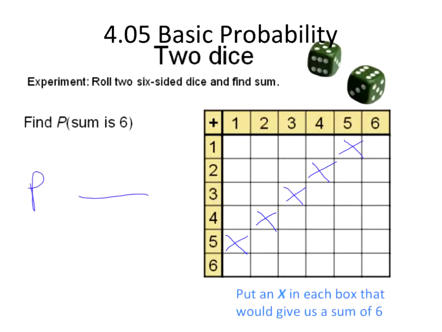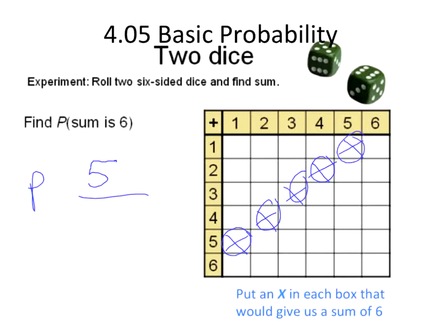So when we're talking probability, again, it's a fraction. My desired on top, entire on the bottom. So how many options do I have for getting a sum of 6? How many X's do you guys have? Okay, so there are 5 options of getting a sum of 6. What's my entire options, though? Think about it for a second. So 1, 2, 3, 4, 5.